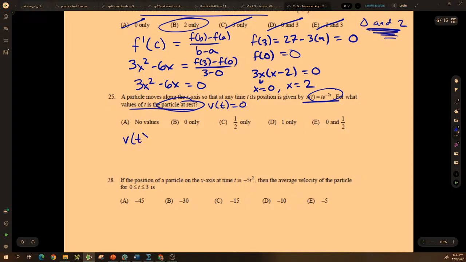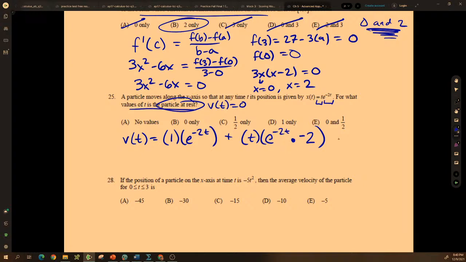So v of t here is going to be a product rule. I have t times e to the negative 2t. The derivative of t is 1. E to the negative 2t stays by itself. Then plus t stays alone, or original, and e to the negative 2t, this is a chain, times negative 2, right? E to the box times the derivative of the box. We're going to set that to 0.